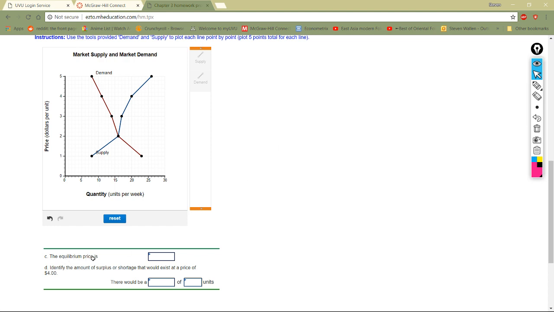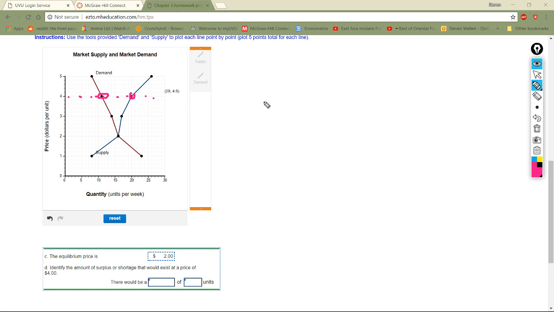All right. The equilibrium price is, okay, where they cross is equilibrium. So we just put in a $2 there. It's $2. There we go. Identify the amount of surplus reserves that exists at a price of 4. So you go up to 4 here. Okay. At 4.